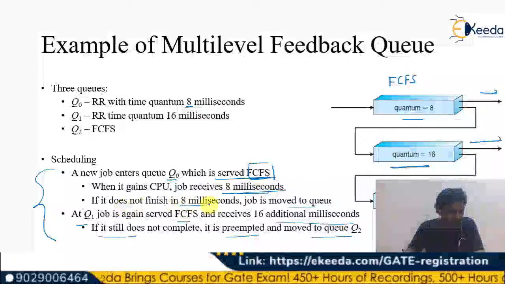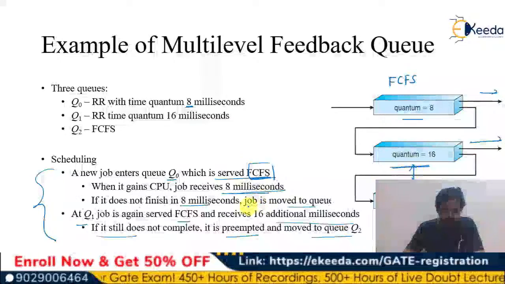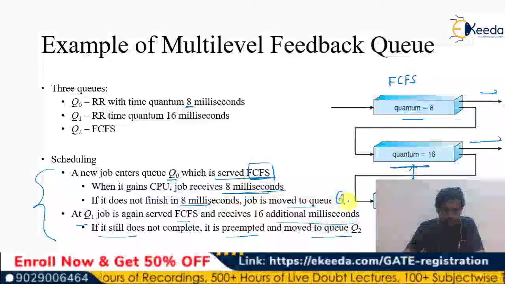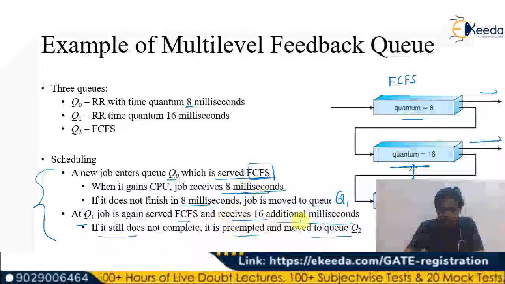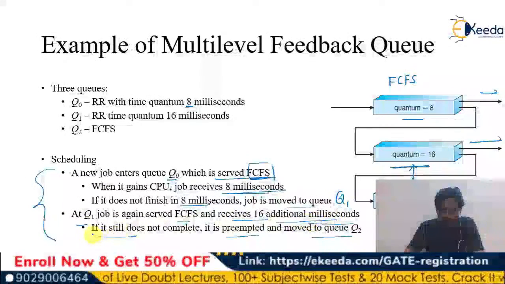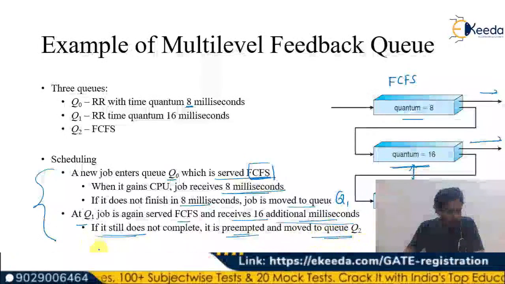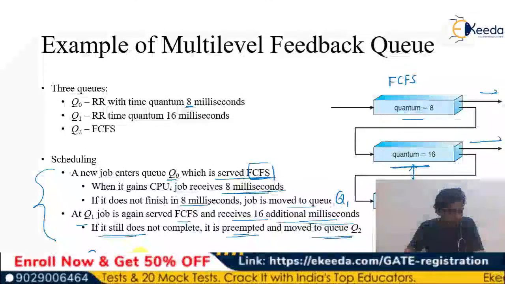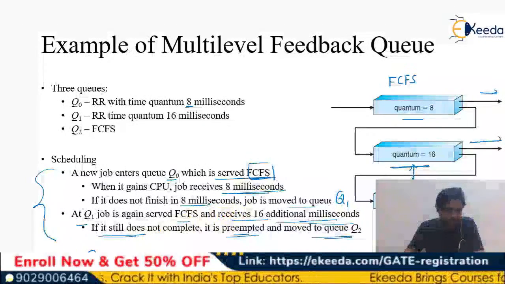If it does not finish in 8 milliseconds, then it will be fed back to the next queue, that is Q1. At Q1, the job is again served FCFS and receives 16 additional milliseconds, and if it does not complete, then it is preempted and moved to Q2. And Q2 is what? Q2 is plain FCFS, for as much time as required. Okay, so that is your example of a multi-level feedback queue.